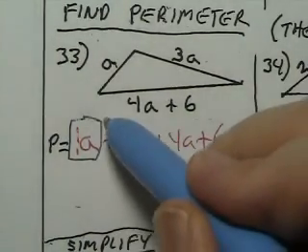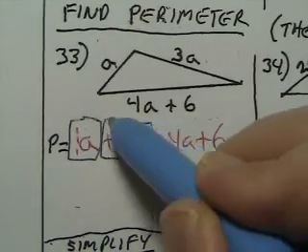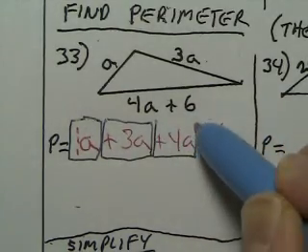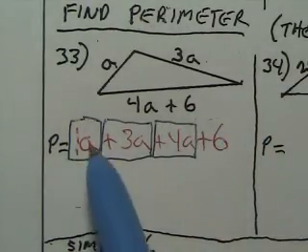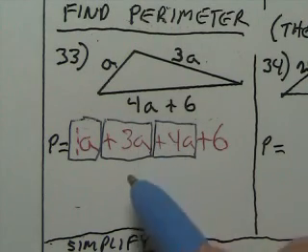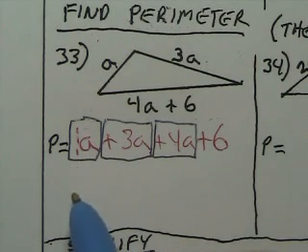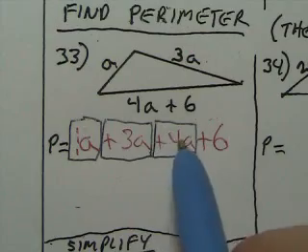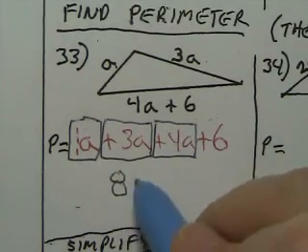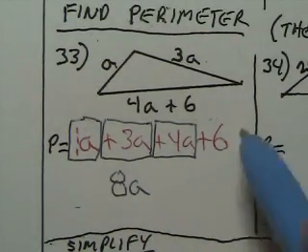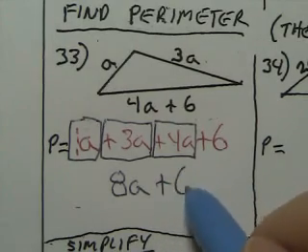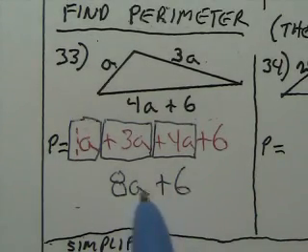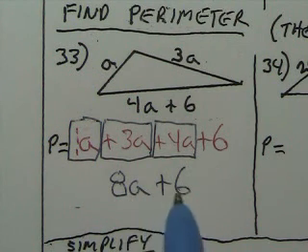So I have a 1a, a positive 3a, and a positive 4a. 1, 3, and 4. If I add that together, how many a's do I have? 1 and 3 makes 4, and 4 makes 8. 8 a's. And then I just have plus 6. And that's it. You cannot put these together. You could, but you'd be wrong. These are unlike terms. You cannot add unlike terms.